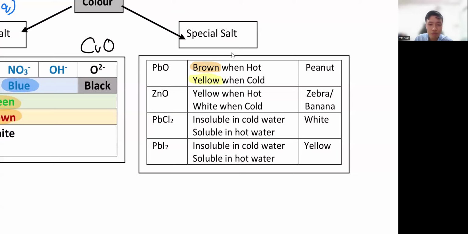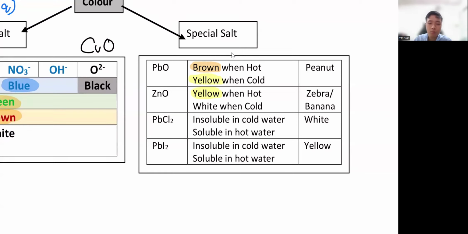ZnO is yellow when hot, white when cold. This one you can assume as a banana. Banana skin outside is yellow, open up inside is more to white color. This one is your ZnO, zinc oxide. Now this one students are always confused: which one is brown, which one is yellow, which one is white. So PbO brown when hot, yellow when cold. ZnO yellow when hot, white when cold.